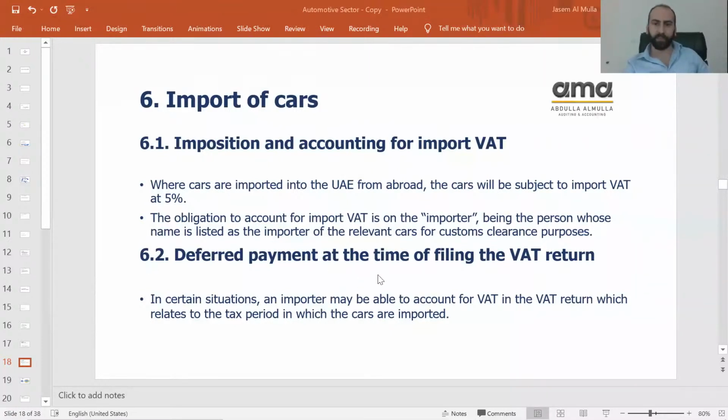Deferred payment at the time of filing the VAT return. In certain situations, an importer may be able to account for VAT in the VAT return, which relates to the tax period in which the cars are imported.